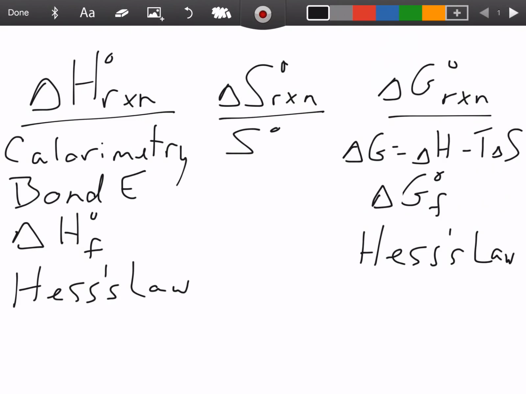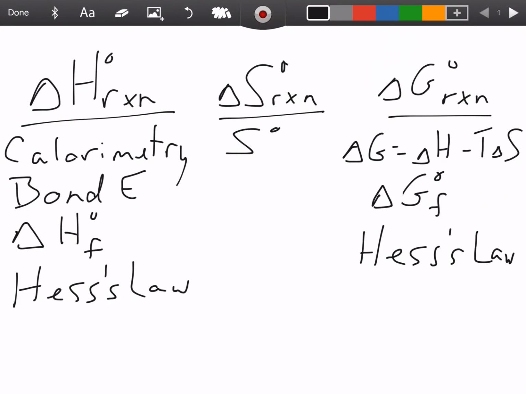For delta G, we came up with three ways. The first was using the equation that delta G is equal to delta H minus T delta S. And yes, I could have those superscript zeros on there and subscripts of reaction and all that kind of thing. I didn't have the space on my iPad to be able to do that.